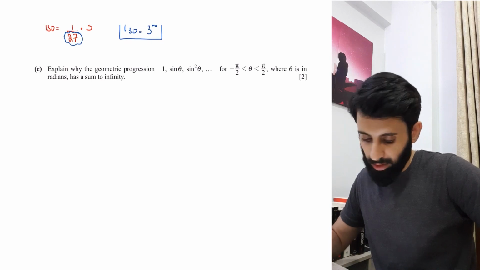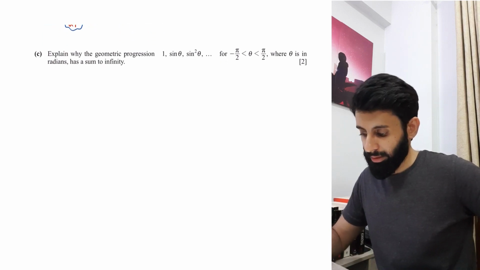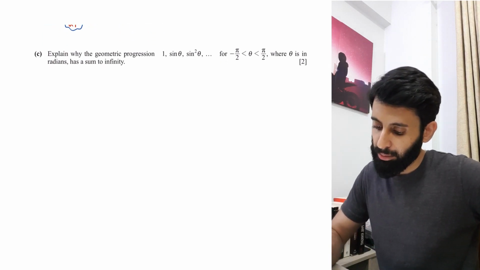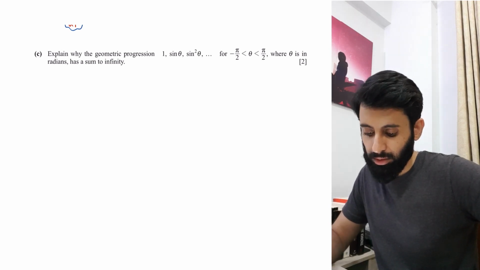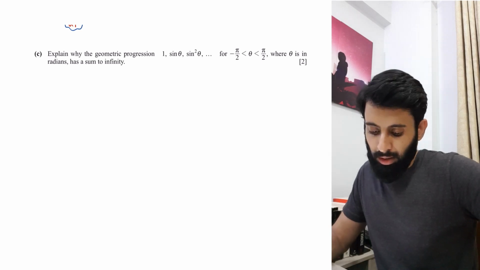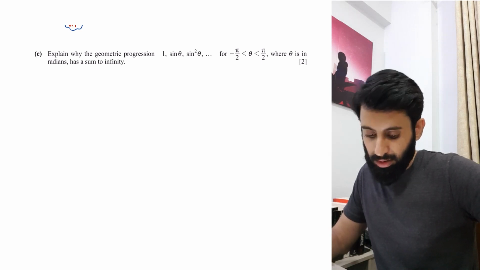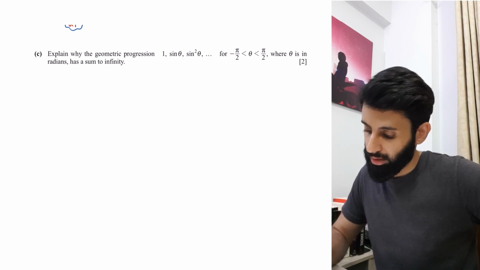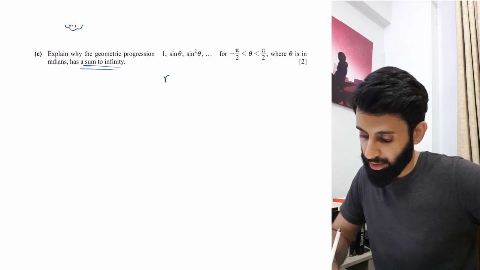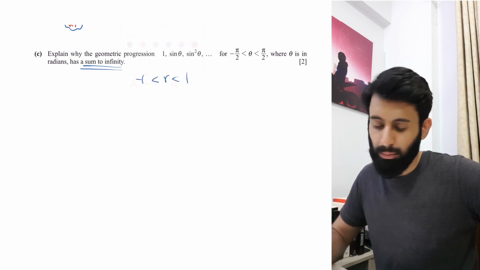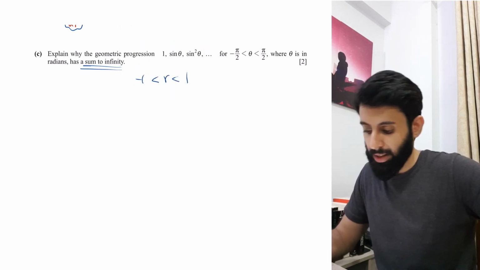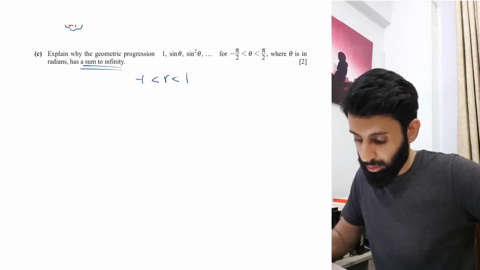Now here's part C, which I found to be pretty cool when I first saw it. It says explain why the geometric progression 1, then sine theta, then sine square theta, and so forth, for theta between minus pi by 2 and pi by 2, in radians, has a sum to infinity. Now remember, the one condition that our progression should meet to have a sum to infinity is that the common ratio should be between minus 1 and 1. It can't be equal to minus 1, it can't be equal to 1.